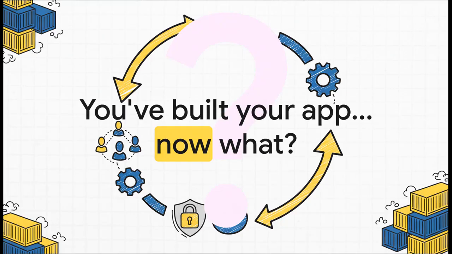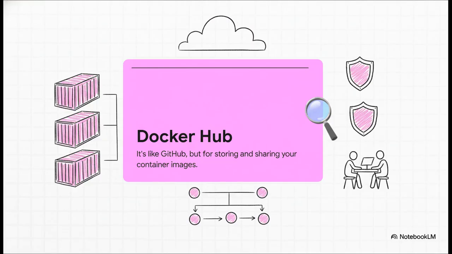Okay, so picture this. You've done all the hard work. Your application is perfectly packaged up. All its dependencies are in there. It's beautiful. But then what? Seriously, how do you get it to your team? How do you deploy it to the cloud? And how do you manage all the different versions without just losing your mind? It's a problem every single developer runs into. And the answer, my friends, is Docker Hub.